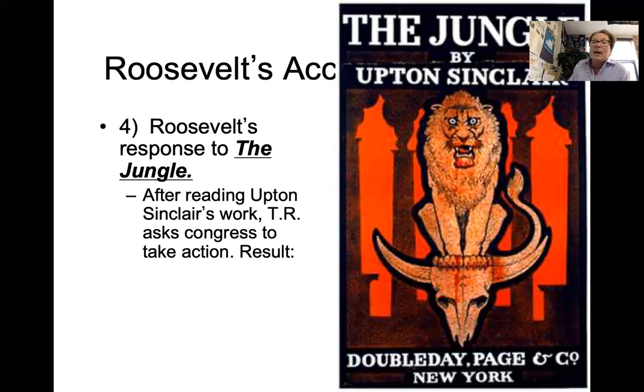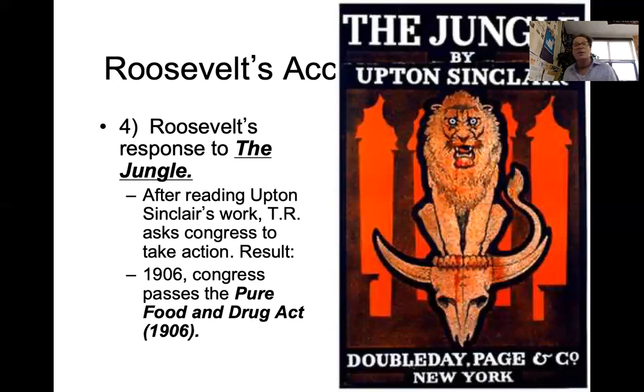So after reading Upton Sinclair's seminal work, The Jungle, in 1906, Roosevelt goes to Congress and says, we need to take action. I need you to pass a bill. I want to sign it into law. So what happens is Congress in 1906 passes a bill. It is signed into law by President Theodore Roosevelt, or Roosevelt, whichever you prefer, and it's called the Pure Food and Drug Act in 1906.